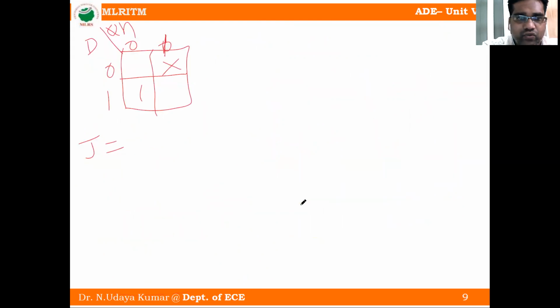If D is equal to 1 and Qn is equal to 1, this is the box. So what is the possibility to map here? Only this is the possibility. So we will get J is equal to D. Then we will find the K expression.